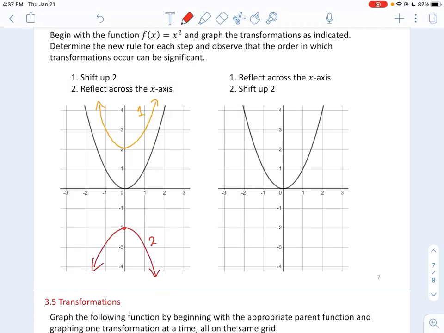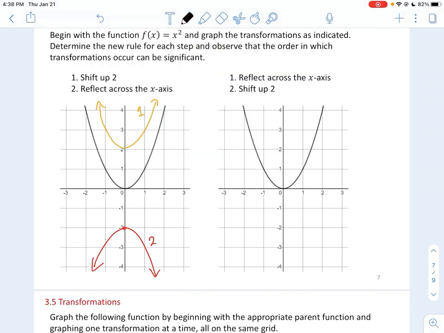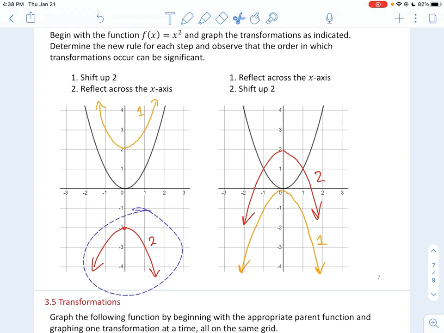If I start with x squared and I do the reverse order, same transformations but just in reverse order, if we first reflect across the x-axis, so step 1 would put our parabola down here like this, and then take that orange one and shift it up 2. After doing the second step, compare the two reds. They're not in the same place at all. So the order in which we did these transformations was significant.